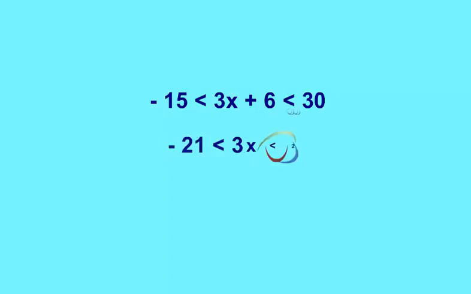First we're going to isolate that 3x. So let's subtract 6 from each portion. That'll give us negative 21 is less than 3x, which is less than 24. Now if we divide through by 3, we're left with x is greater than negative 7, but less than 8.